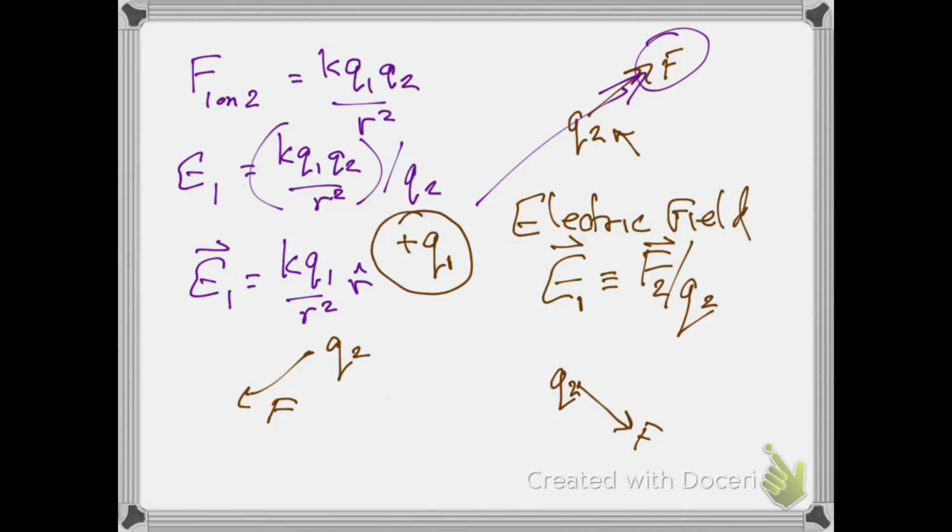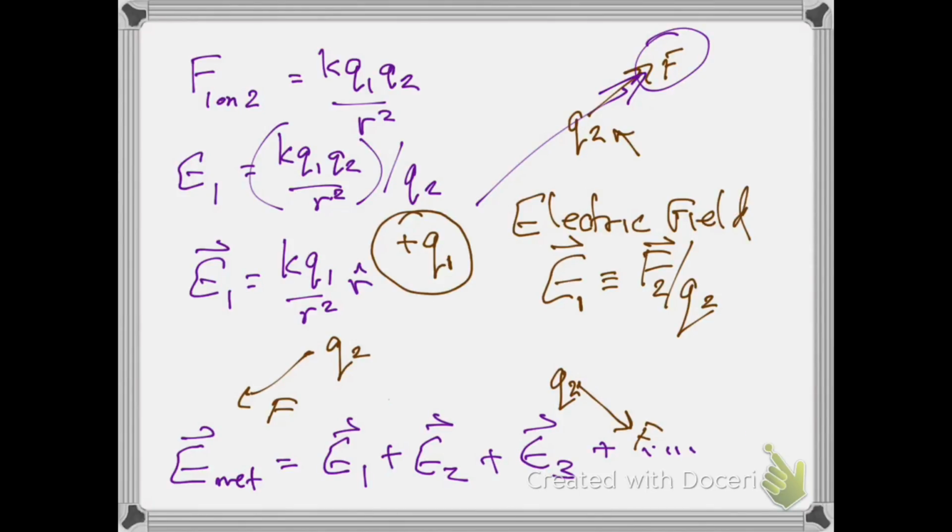And then if we want to find the electric field of a distribution of charges, we just have to add up each of the individual electric fields. The electric field of a distribution of charges is going to be the electric field of charge 1 plus the electric field of charge 2 plus the electric field of charge 3 plus ... the electric field of all your charges.